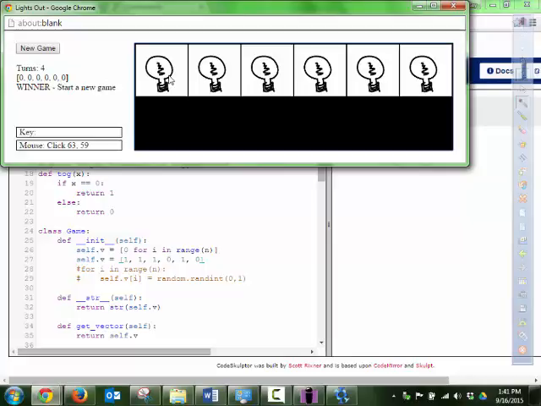Well, yeah, you could play this with a friend. You could say whoever gets the lowest turns to get lights out will win, but you'd have to do your linear algebra off to the side, right, to make sure that you get the right answer. Yeah, you can free-mat it.